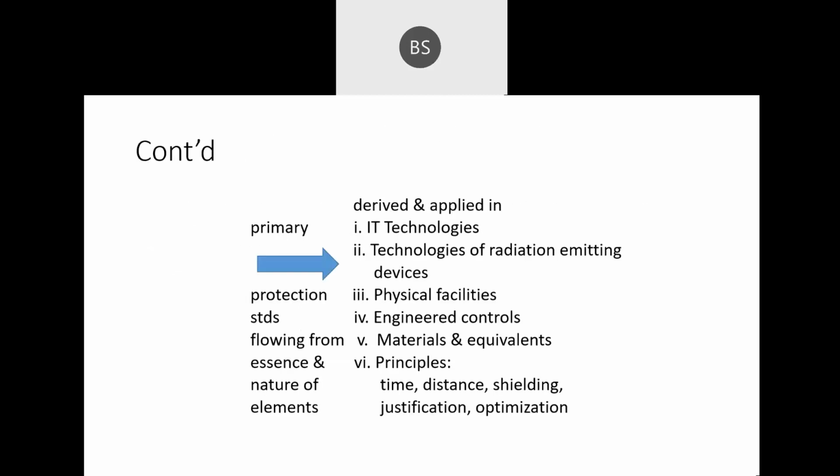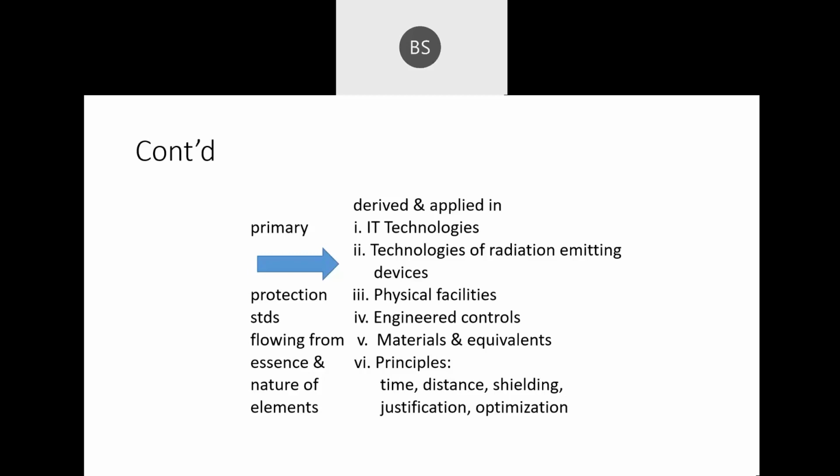Therefore, the primary protection standards, as I've alluded to, are actually flowing or derived from the essence or the nature of the elements. These elements, whether they are found in nature, natural nuclear elements, or they are artificial. Therefore, if we look on the right side of the arrow, we'll find that there are radiation protection standards that have been derived and then are applied as we use the technologies. Some of the standards are the standards of the IT technologies. These IT technologies are the brains behind levels of radiation that is being emitted by other technologies, either in hospitals or in construction, or it may be any other activity.